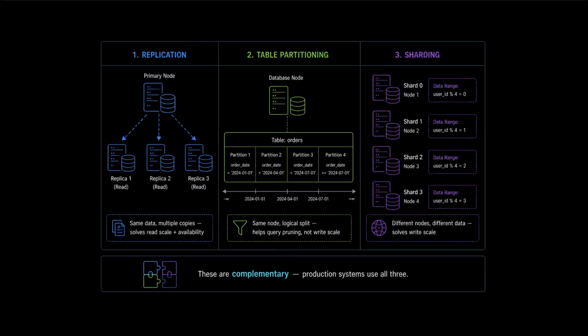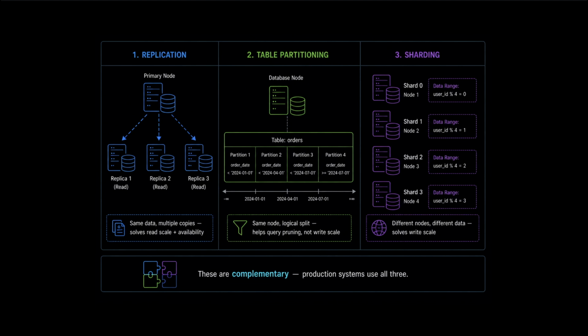These three get conflated constantly, so let's be precise. Replication copies the same data to multiple nodes. It improves read throughput and gives you failover, but every write still goes to one primary. Table partitioning splits a table into logical chunks on the same database instance. For example, Postgres range partitioning. It helps with query pruning and maintenance, but doesn't distribute write load across machines.